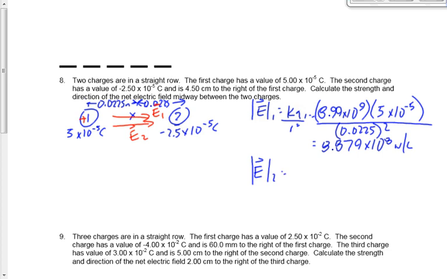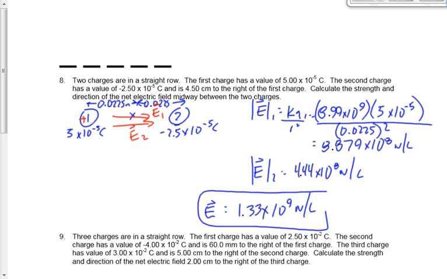E2, we go about it in the same way, just drop the sign of the charge there. Gives me 4.44 times 10 to the 8 newtons per coulomb. Now, what are we going to do with these? Add them up. We're going to add them up positive, both positive because they're both to the right. But be careful. If one was drawn to the left, we'd add it up as a negative value. So when we do add those up, we end up getting 1.33 times 10 to the 9. Say newtons per coulomb, or we could say volts per meter.